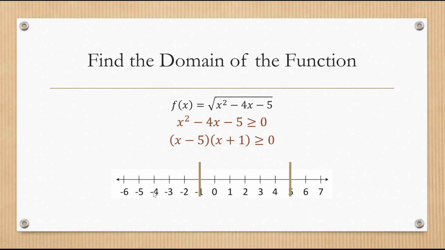So let's start with the number back here. Let's say, I don't know, -4. That would make this -9 and that -3. So a negative times a negative is a positive. So this over here is one place where my quadratic is a positive value.